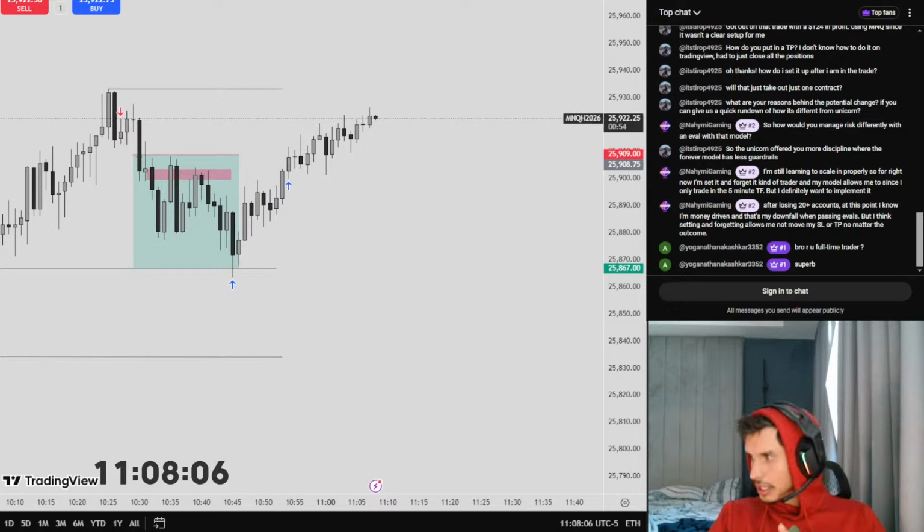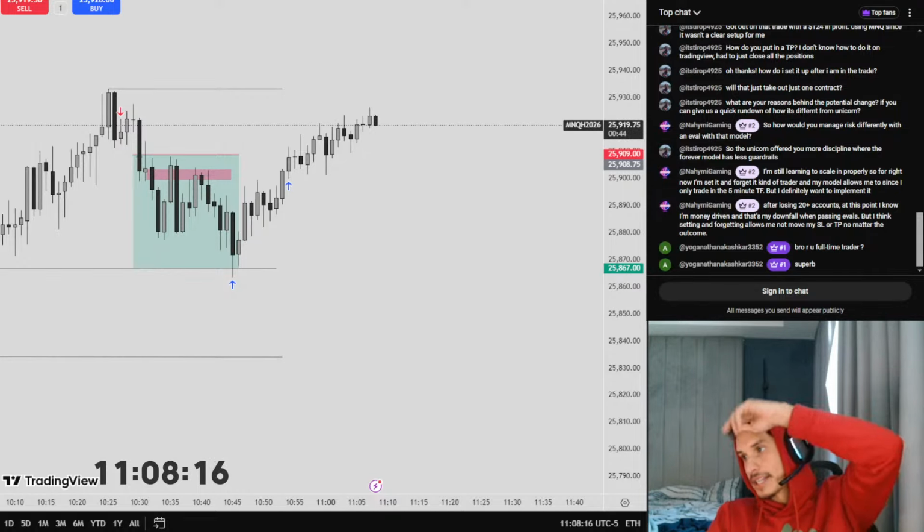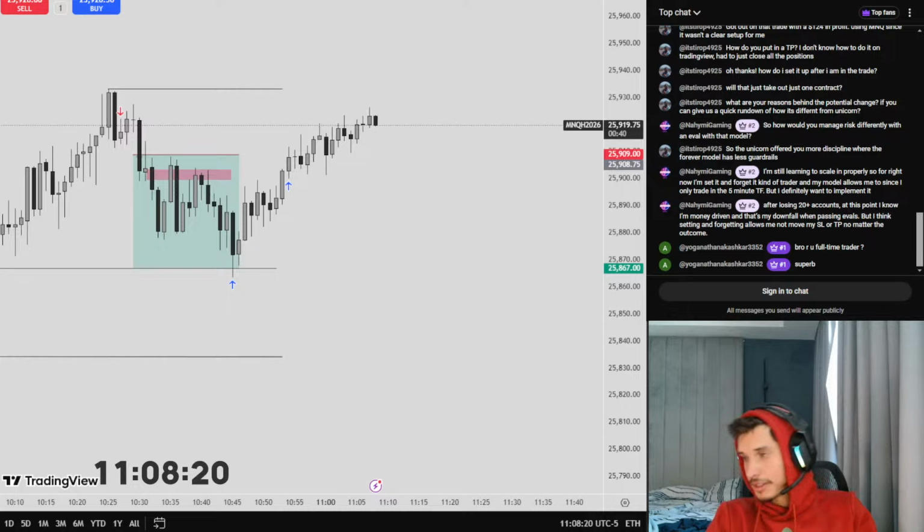I started trading Top Step in January of last year. My first ever account that I bought, I passed it. I have the certificate right here. I passed it on January 20th, and I started trading it like January 7th. I passed it, and I got a payout off that account.